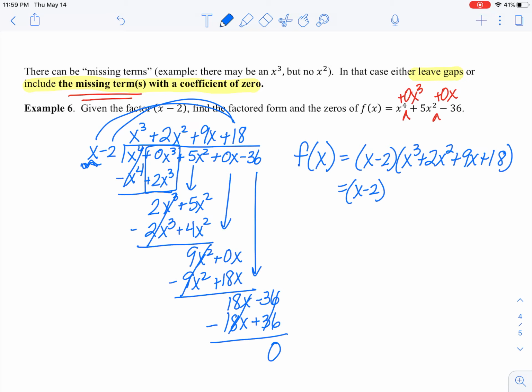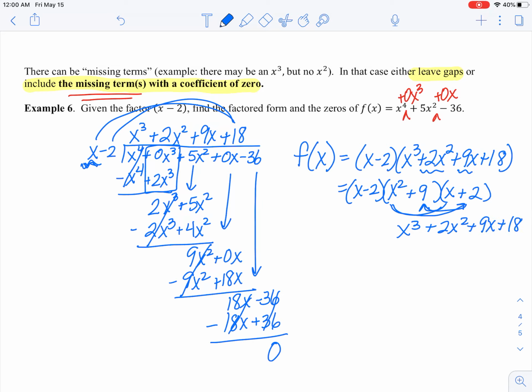So the x to the third, we're going to try our technique that we learned in 4.1. To get x to the third, we're going to have our two parentheses. X squared times x will give me the x to the third. My next term is plus 2x squared. So I have x squared. I need 2x squared, so plus 2. My next term is 9x. So here's the x. We're going to put a plus 9 in there. And then the 9 times 2 gives me 18. And so I have what the quotient was. So I know my factoring is correct.